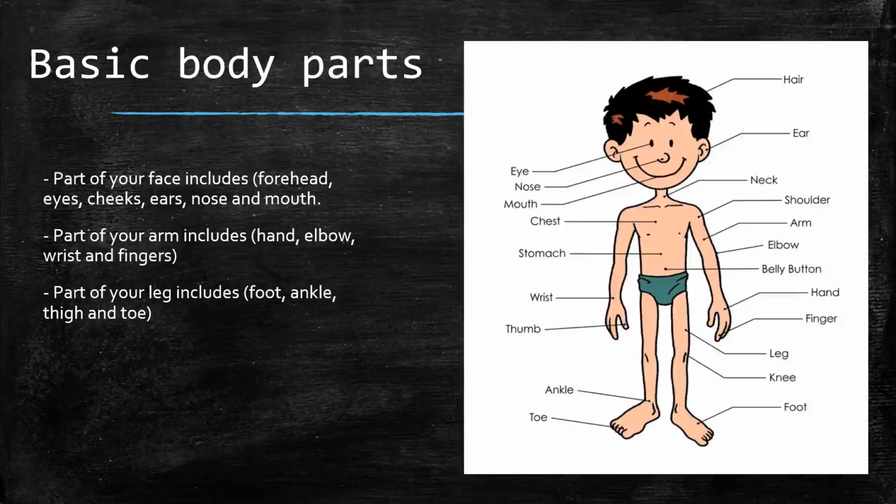Your arm includes elbow, wrist, fingers, and your hand. This is the leg. The leg includes knee, foot, ankle, and toe. The human body is covered with skin and is made up of cells and bones. Let's proceed to the next slide to learn more about it.